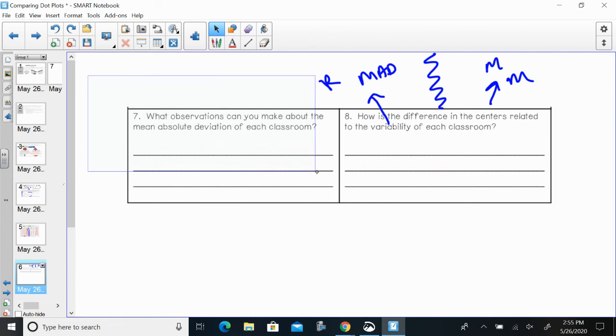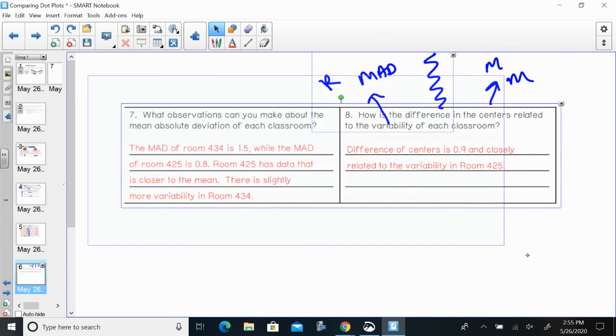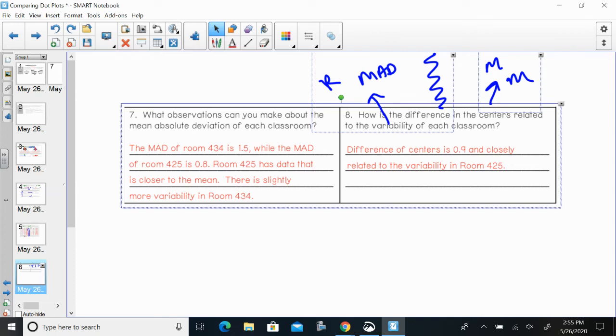All right, so to sum it up, the observations that we're going to make about the mean absolute deviation: the MAD of room 434 was 1.5, and the MAD of room 425 was 0.8. Room 425 has data that's closer to the mean, and there's slightly more variability in room 434. When the MAD is higher, that tells us that the data is a little bit more spread out. So in room 434, the data is a little bit more spread out than in room 425.